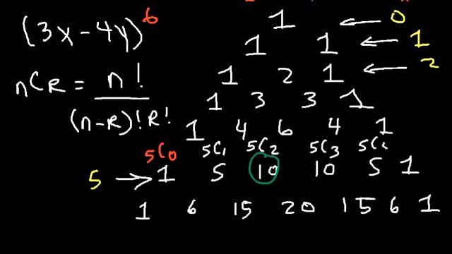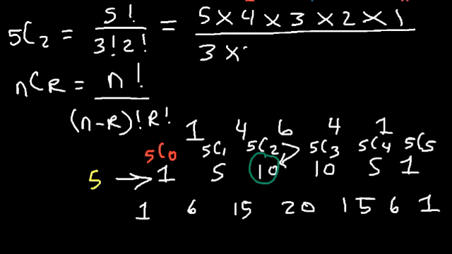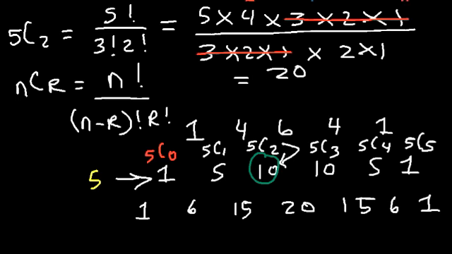So let's find a value for it. So n is 5. n minus r, that's 5 minus 2, that's going to be 3. And r is 2. So 5 factorial is basically 5 times 4 times 3 times 2 times 1. 3 factorial is 3 times 2 times 1. And 2 factorial is 2 times 1. So we can cancel 3, 2, and 1. And so we have 5 times 4, which is 20. 2 times 1 is 2. 20 divided by 2 is 10. So it gives us this number.